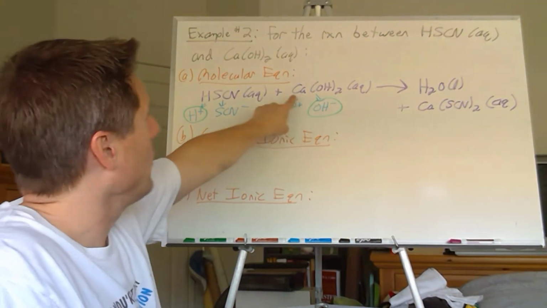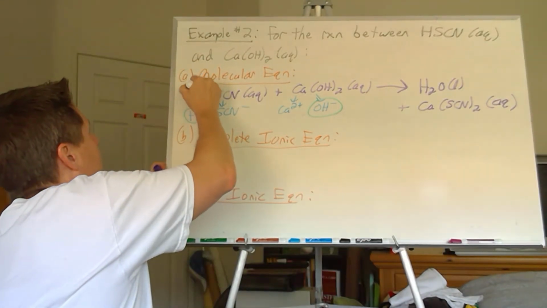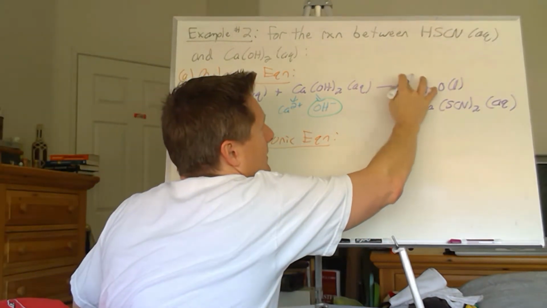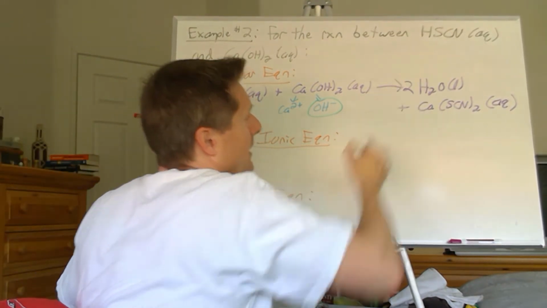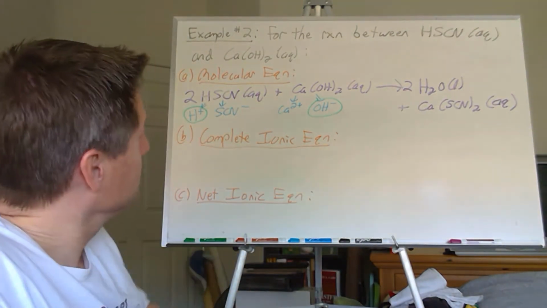Let's balance it. 1 calcium, 1 calcium. I got 2 of the SCN minus, so I need to put a 2 there, which means to get 4 hydrogens, I got to put a 2 there. Acid-base reactions are pretty easy to balance.